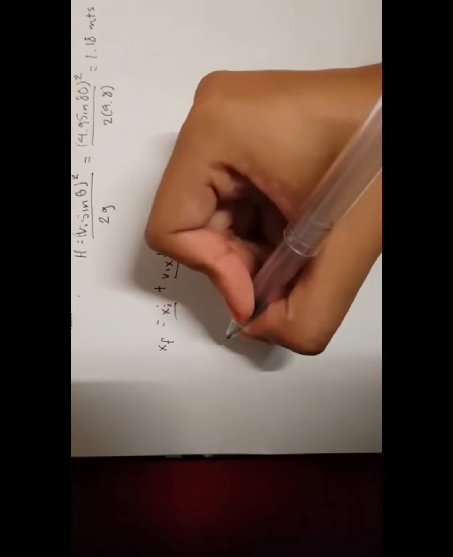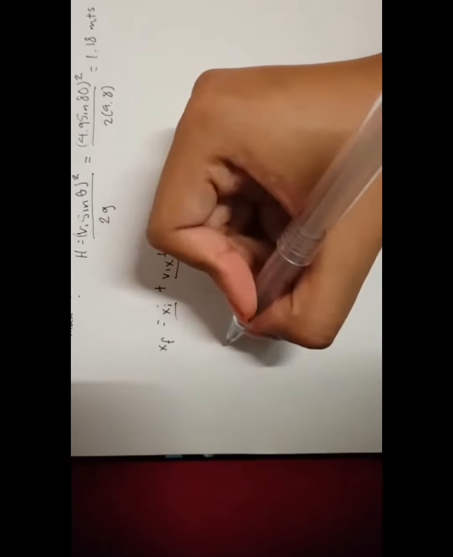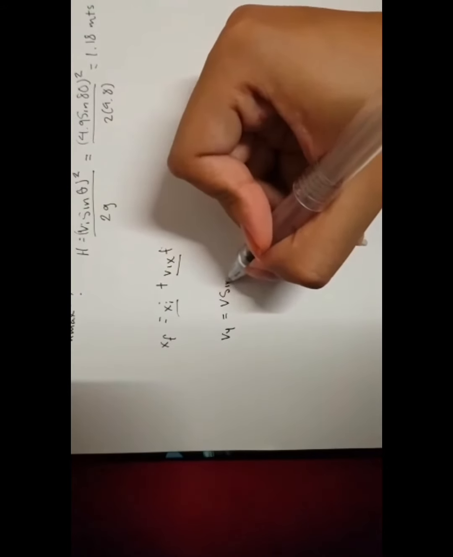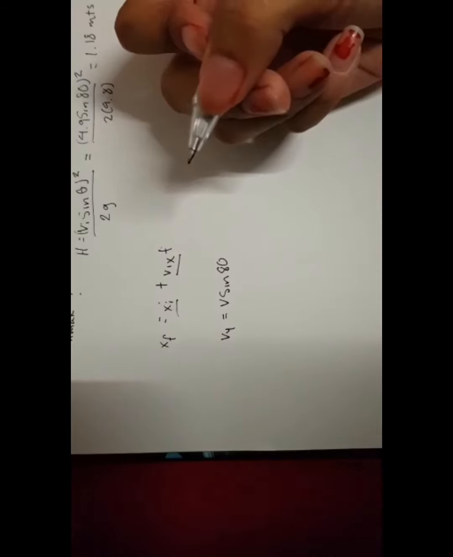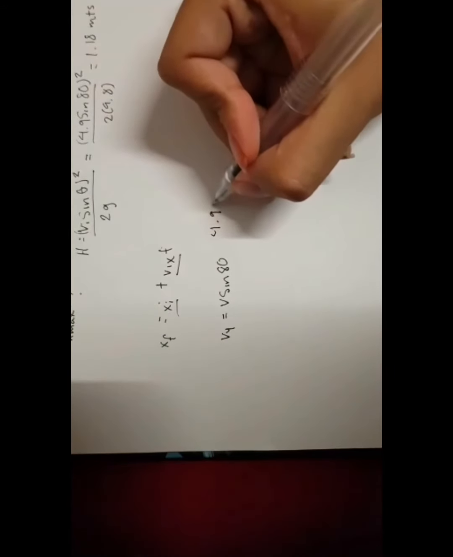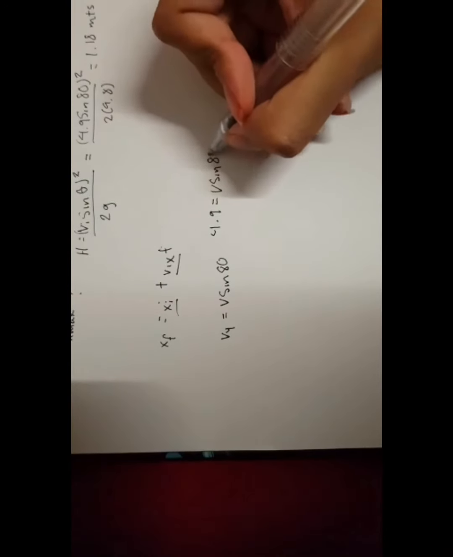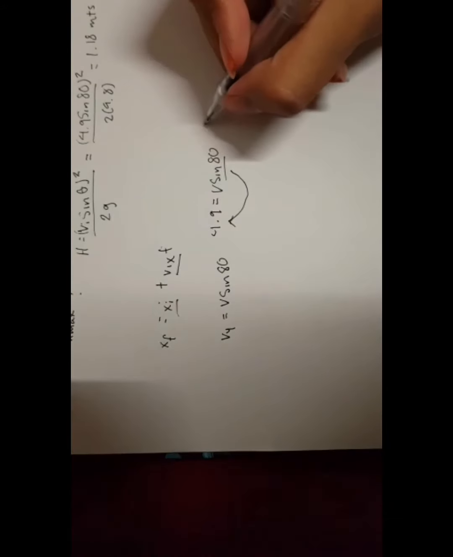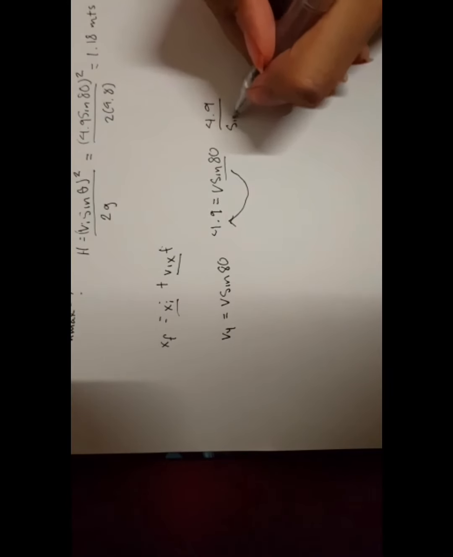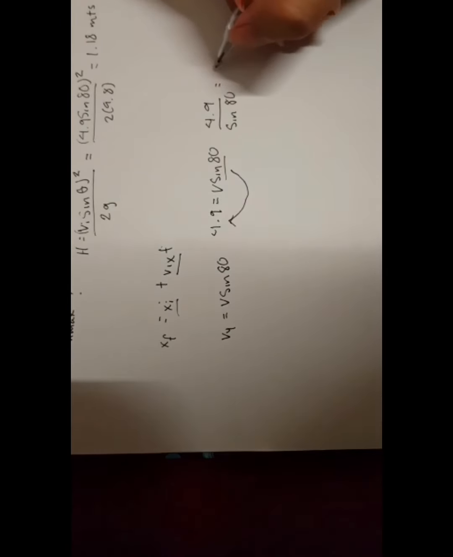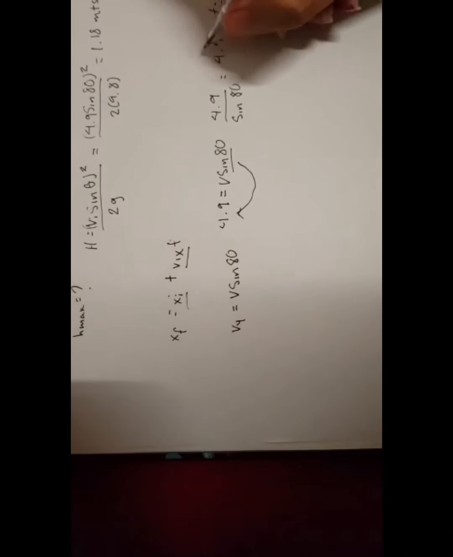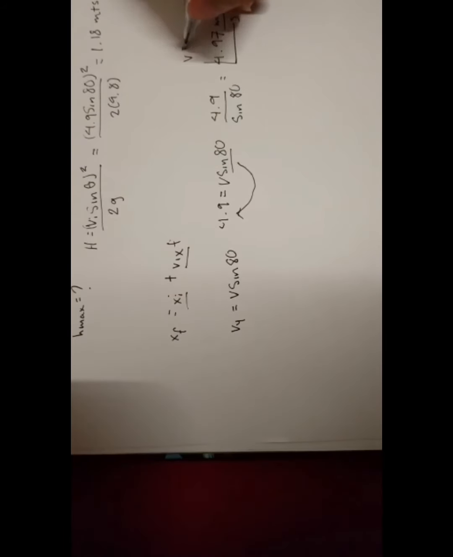We can substitute the values in this formula, which is on the y, equal to velocity sine of 80, and the velocity on the y is 4.9 equals velocity sine 80. We pass this one to the other side, and that would be 4.9 over sine of 80, which is equal to 4.97 meters per second. This one is the velocity.